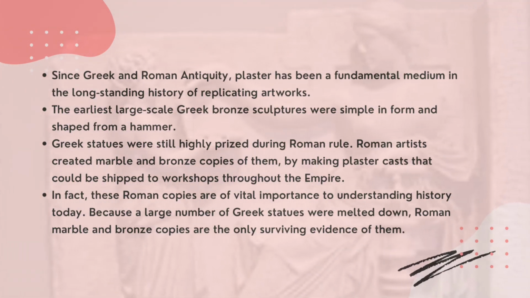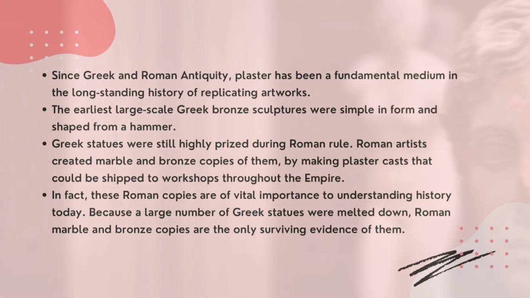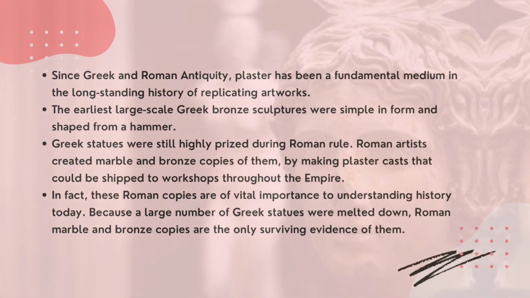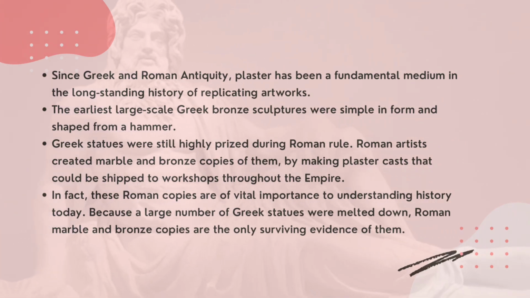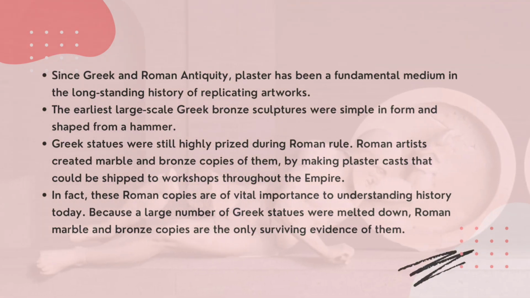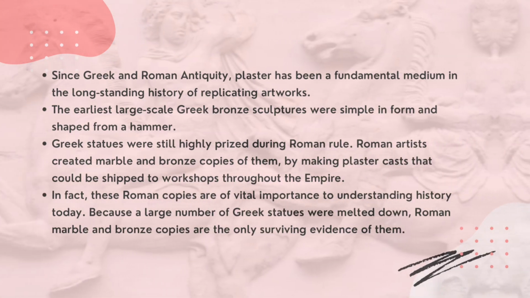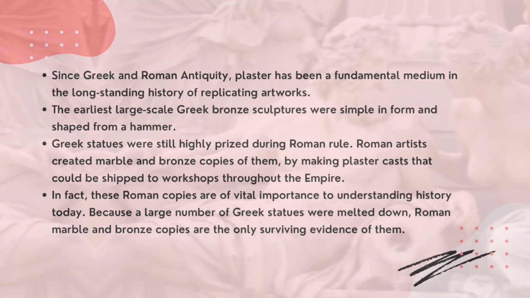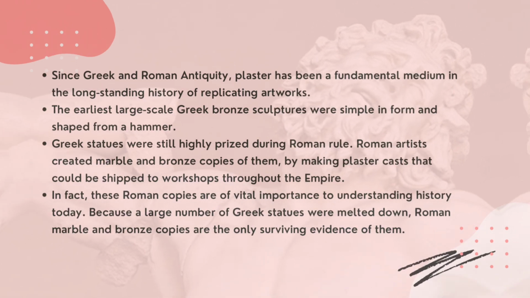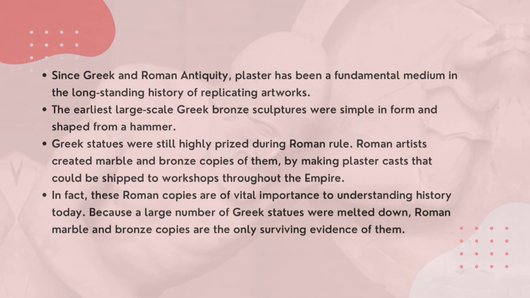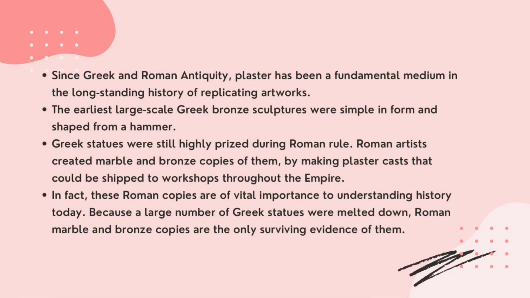Greek statues were highly prized during the Roman rule. Roman artists created marble and bronze copies of them by making plaster casts that could be shipped to workshops throughout the empire. In addition to the domestic settings of the wealthy, these works were used to fill niches to decorate a range of public spaces such as theaters and public baths. In fact, these Roman copies are of vital importance to understanding history today because a large number of Greek statues were melted down. Roman marble and bronze copies are the only surviving evidence of them.